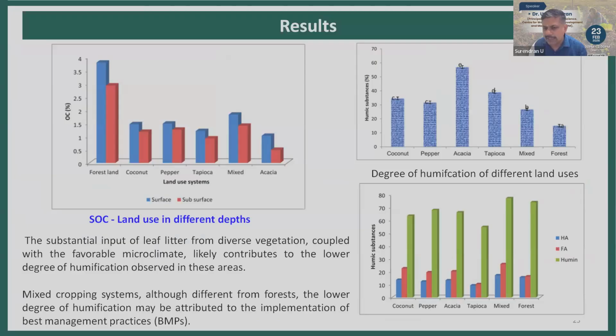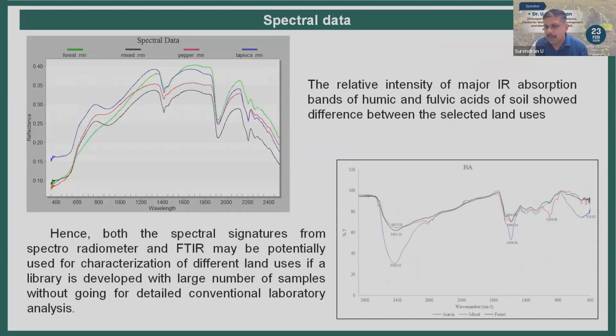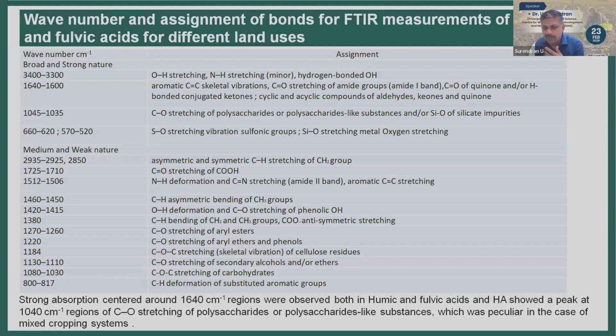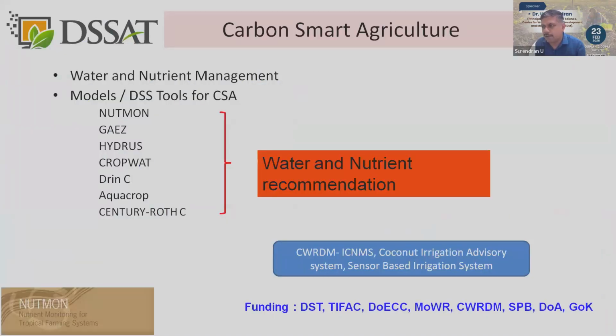And we found that the mixed cropping system, which has different crops within the system itself, is producing good results when compared to the other land use systems, whereas acacia or monocrop planting resulted in lower SOC sequestration potential. We tried that with different kinds of analysis like soil spectral analysis, then FTIR-based, to confirm that.